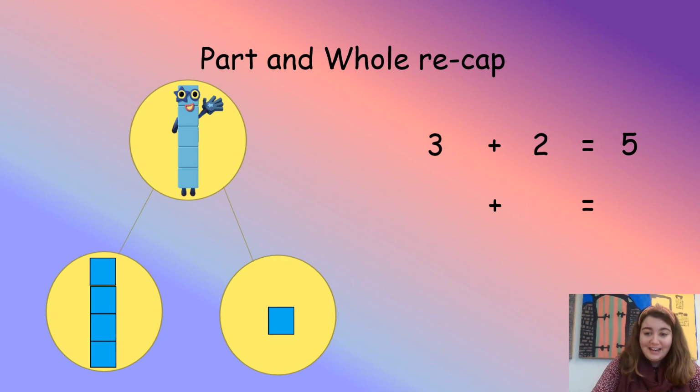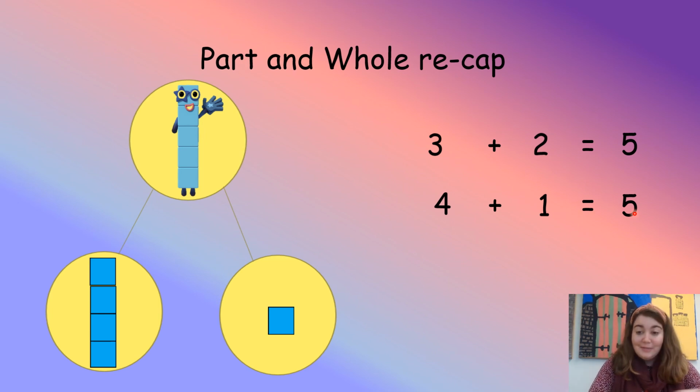So just like we see on our part-part whole model over here. So let's see, we've got 4 and 1, and you know as well that 4 plus 1 more is 5, because you know that 1 more than 4 is 5. If we add them together over here, we make the whole 5.